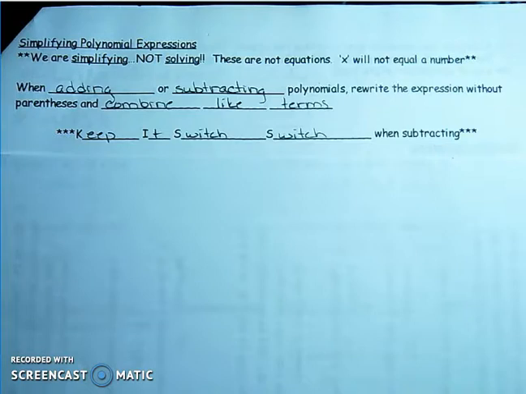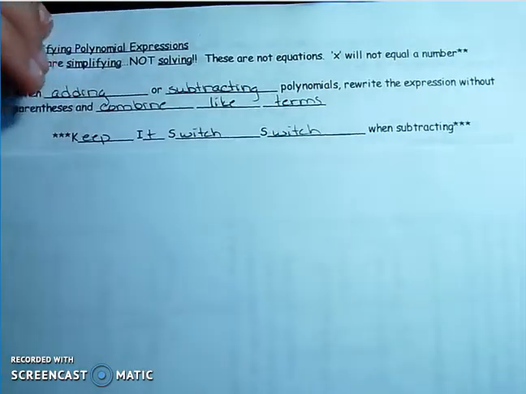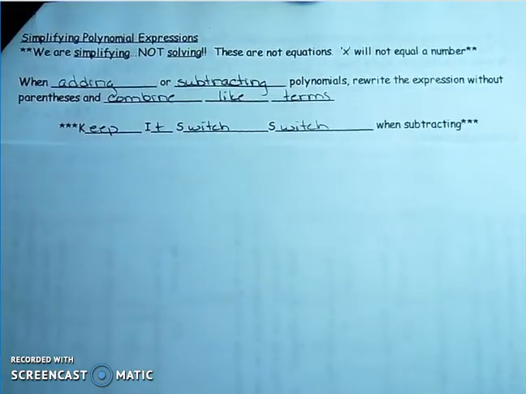So when we add or subtract polynomials, we rewrite the expression without parentheses and combine our like terms. X squared goes with x squared, x goes with x, but x does not go with x squared. Like terms are the same variables with the same exponents, not always the same coefficients. Remember, we keep it, switch it when subtracting, which is fancy for distribute the negative sign. Now take a few moments to do the 4 problems to make sure you understand how to add and subtract polynomials. Please pause the video while you do this and then check your answers.